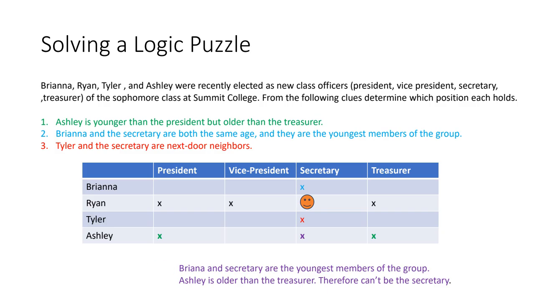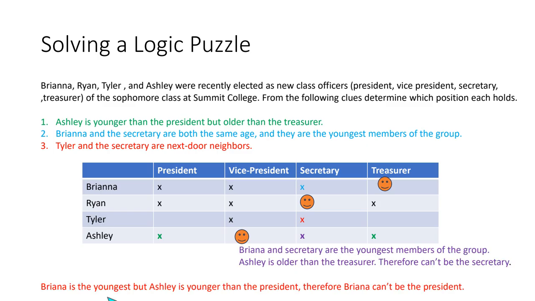All right, and then if we look at our table, let me go back again, there's an empty space here, everything else is taken. So that means that the vice president has to be Ashley. Okay, so now we're left with Brianna and Tyler.